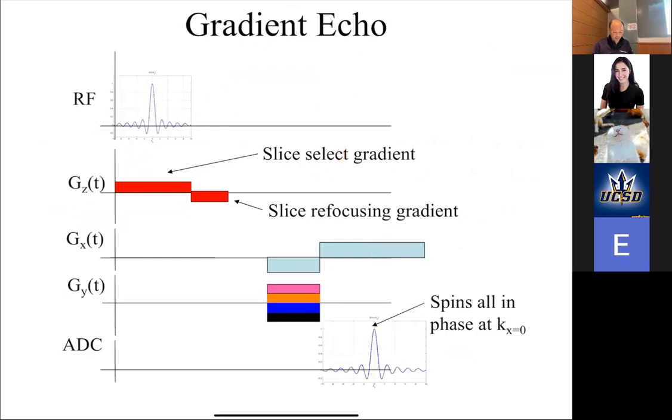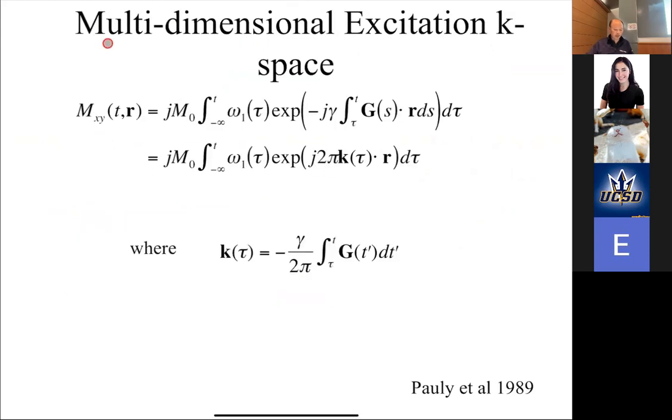Actually, I'm going to skip over this. And so that's what's known as multidimensional excitation k-space. So any profile I want, okay? So this is the profile I want, okay? And it turns out that this is the RF pulse I'm playing, okay?